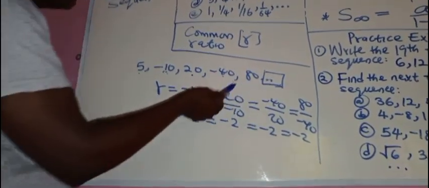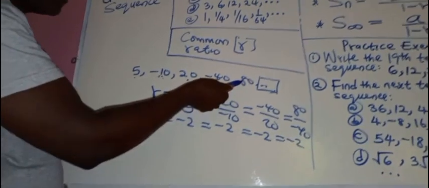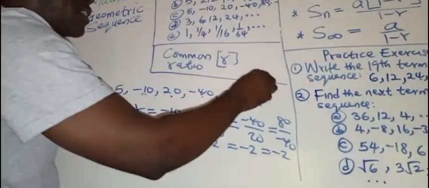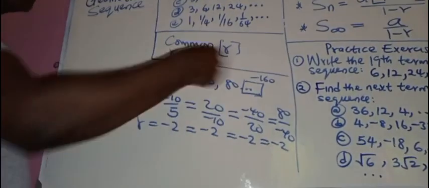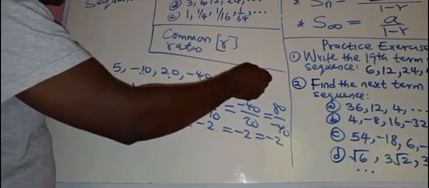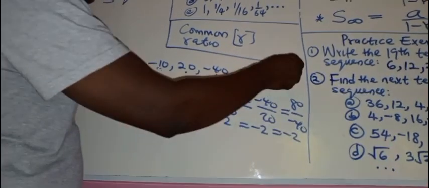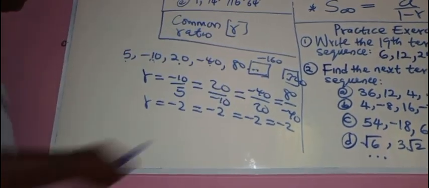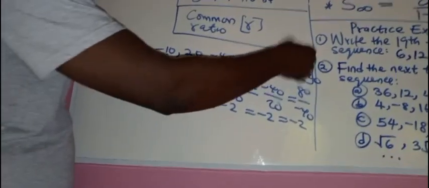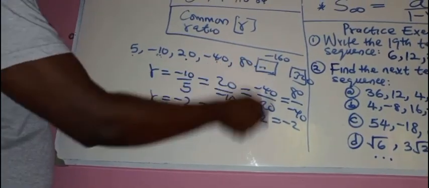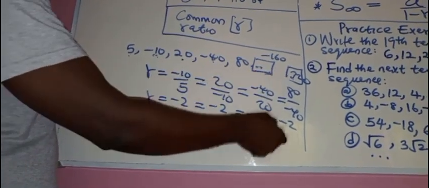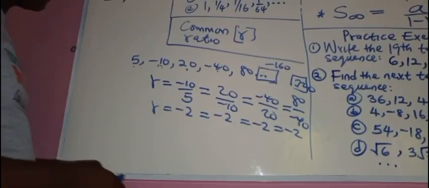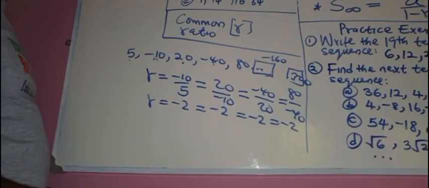It means if I want to get the next one, I just need to multiply by what? Minus 2 by 80, it will give you minus 160. The next one, I will multiply minus 160 by minus 2 again, it will give me plus 320, like that. Is that clear? Because this common ratio becomes the multiplying factor. To get the next one, you multiply by the common ratio. To get the next one, you multiply by the common ratio. Okay, so that is how to get extra terms in a sequence.